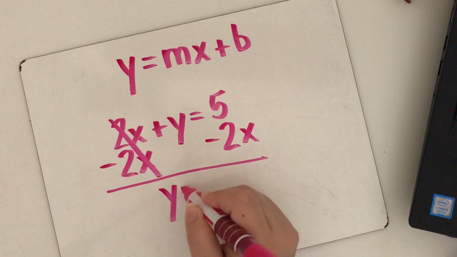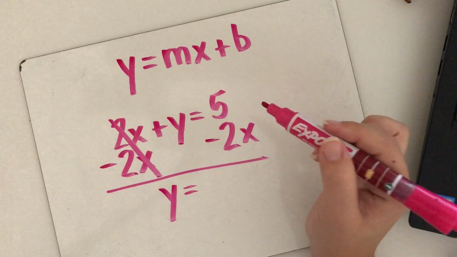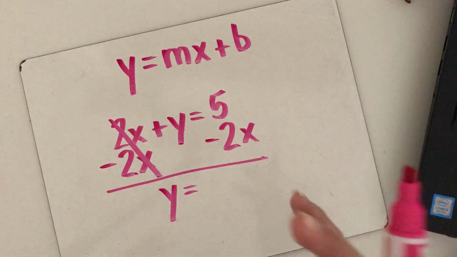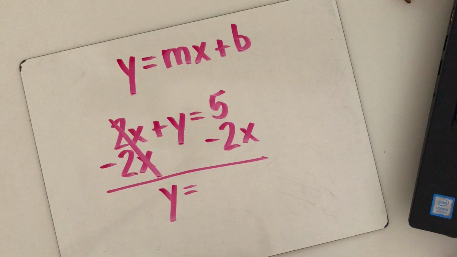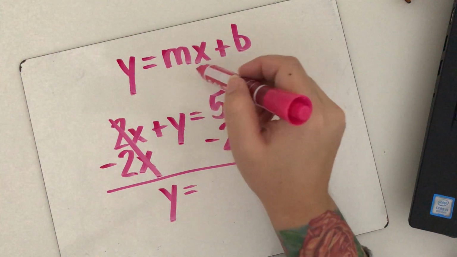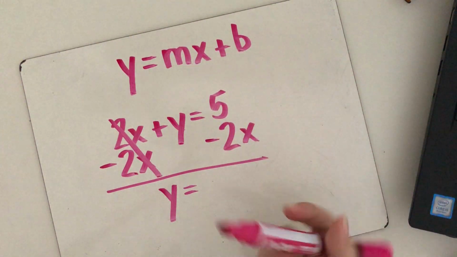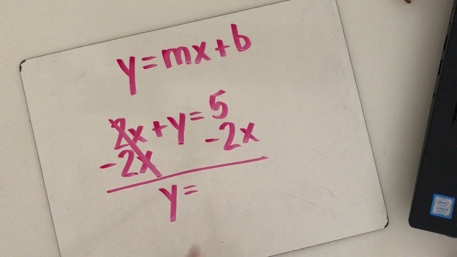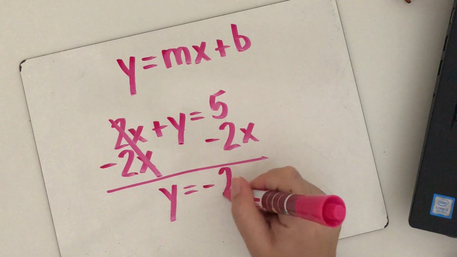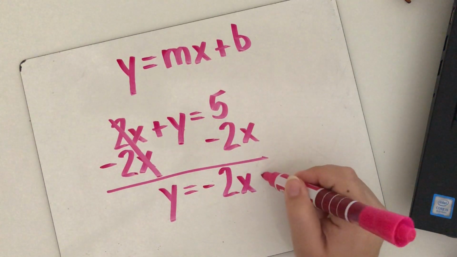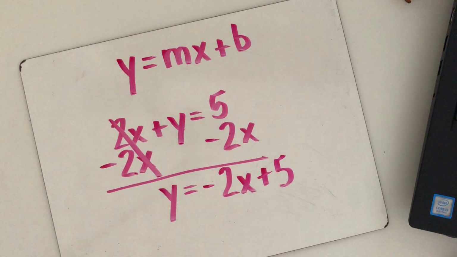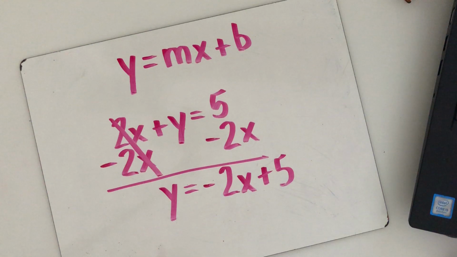Now, remember, these are not like terms, so they cannot be combined or subtracted. So I'm just going to go ahead and write them right next to each other. Remembering that my order needs to be mx plus b makes it easier for me to graph and identify items. I'm going to put that negative 2x first, and then I'm going to put the positive 5 right after it. And there we go. I've now made it into slope-intercept form.